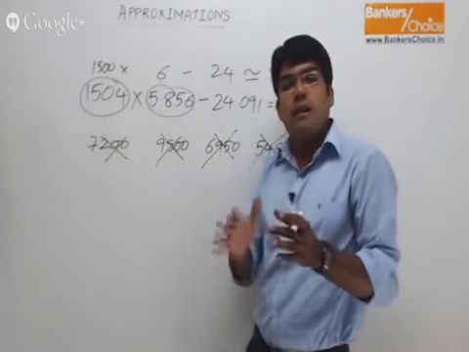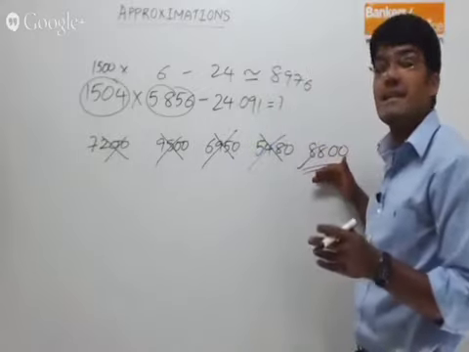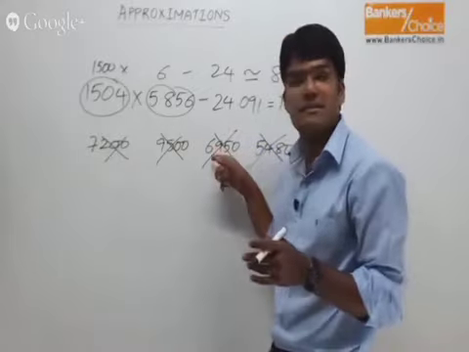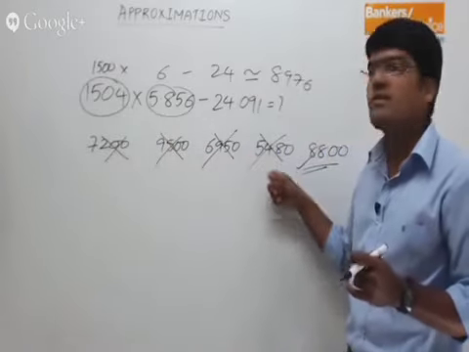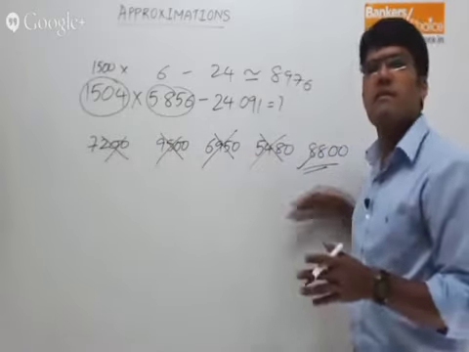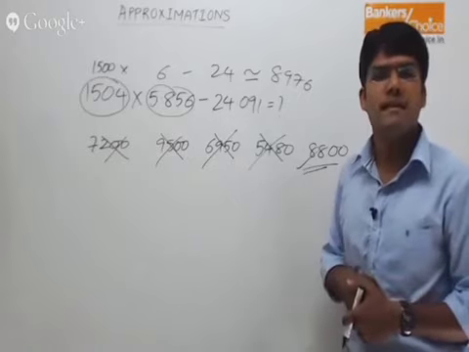So the point here is we are not trying to find out what is the right answer. We are trying to find out what cannot be the answers. 7,200 is not the answer. 9,500 is not the answer. 6,950, 5,480 are not the answers. Hence, the fifth option 8,800 can be taken as the correct answer.